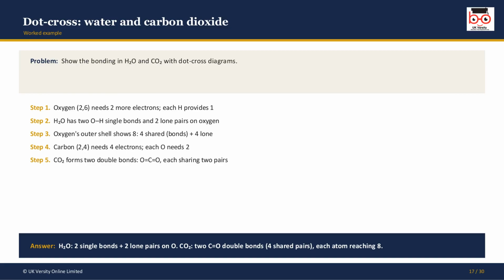Carbon dioxide is different. Carbon is 2, 4, needing 4 electrons, and each oxygen needs 2. So carbon forms 2 double bonds, one to each oxygen, written O double bond C double bond O, with each atom reaching a full 8.